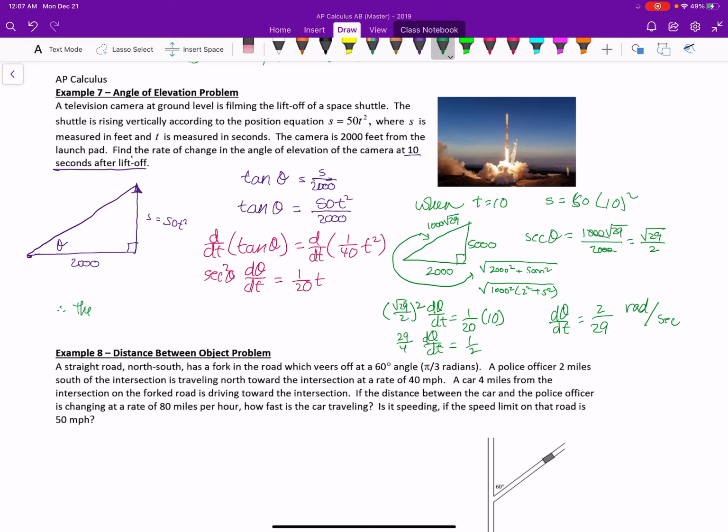The angle of elevation of the camera is changing, or is increasing, I would say. Increasing at a rate of 2 over 29 radians per second when t is equal to 10 seconds.